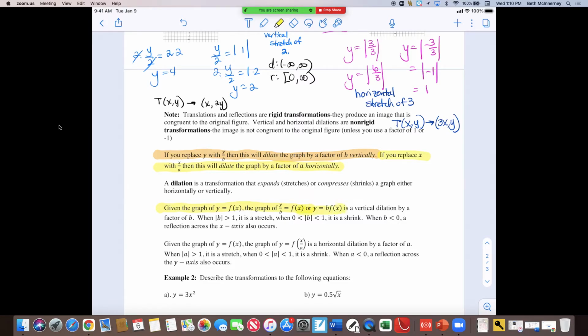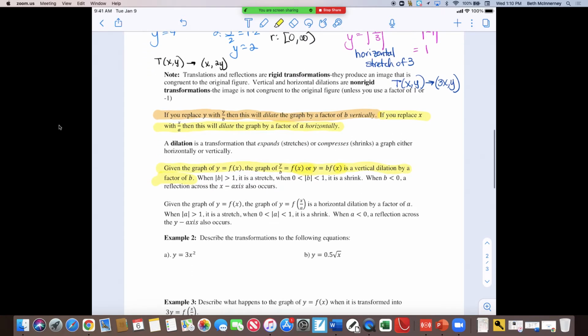Given the graph of y equals f of x, y over b equals f of x, or sometimes you can multiply it and make it y equals b times f of x, is a vertical dilation of a factor of b. Now, if b is bigger than 1, it's a stretch, and if b is a fraction between 0 and 1, it's called a shrink. If b is negative, it's a reflection over the x-axis.